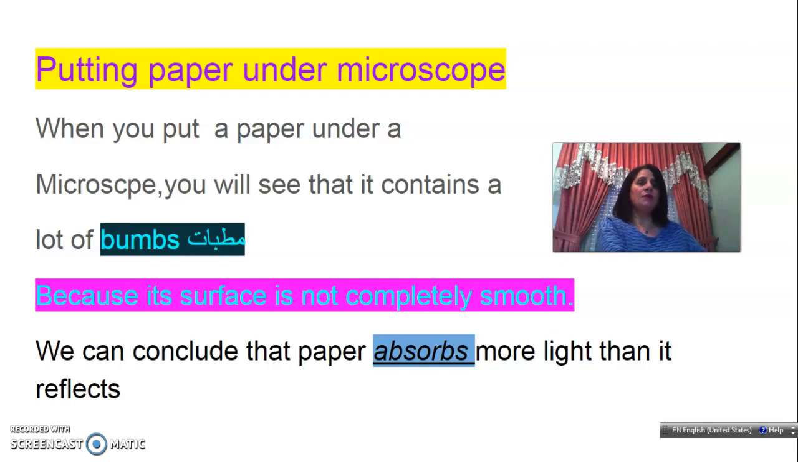So, putting paper under a microscope. When you put a paper under a microscope, you will see that it contains a lot of bumps because its surface is not completely smooth. We can conclude that paper absorbs more light than it reflects.